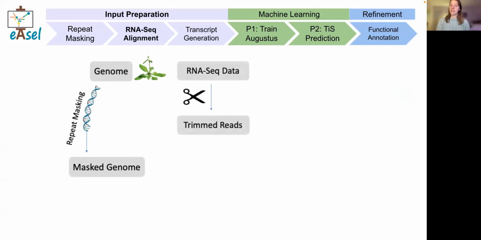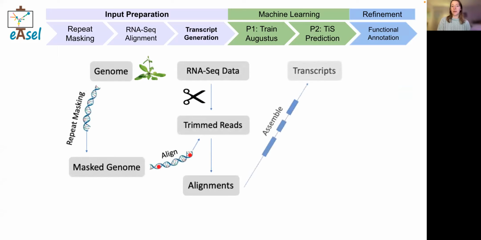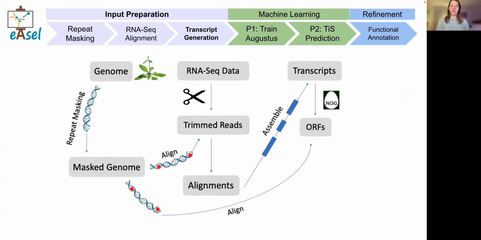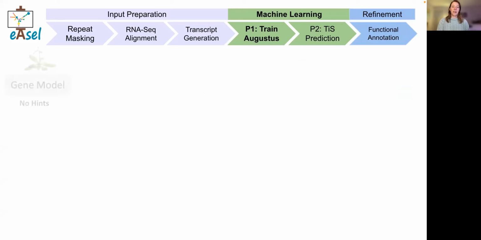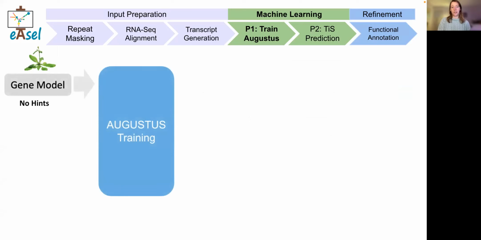Next, RNA evidence is trimmed and aligned to the masked genome. And a dual approach for transcript generation is utilized, and complete open reading frames are identified with homology to known proteins via eggNOG. Non-redundant complete open reading frames are then aligned to the masked genome to produce our gene model to be trained by Augustus. Part 1 of machine learning is training Augustus with a subset of our gene model.